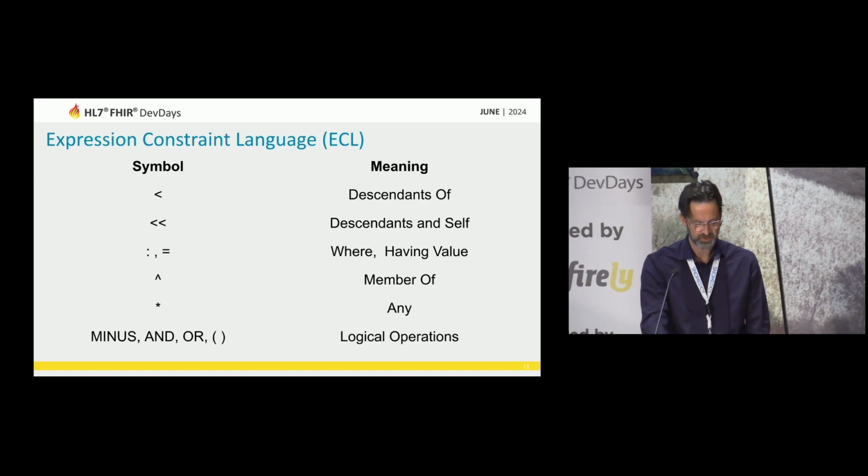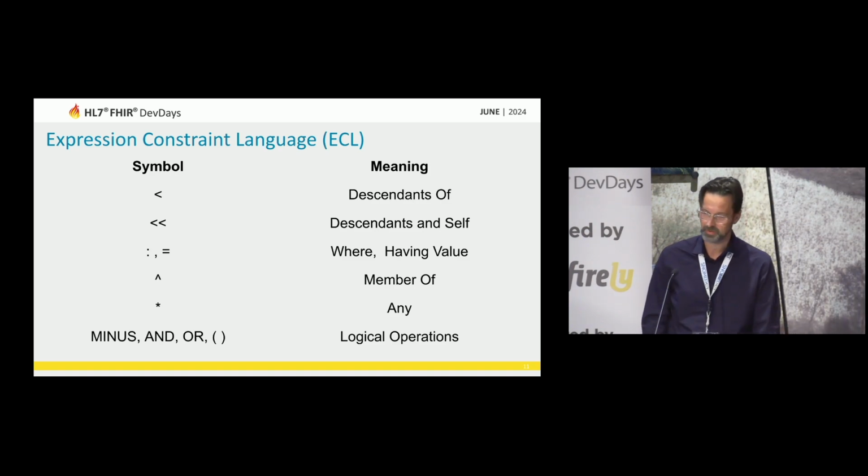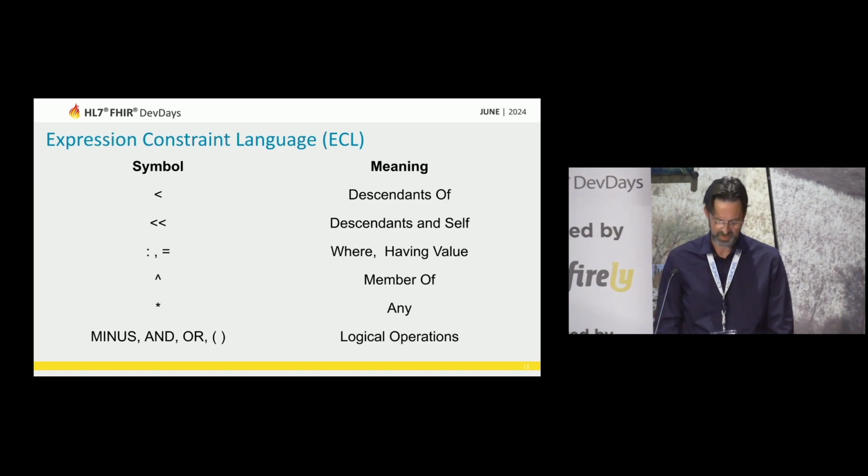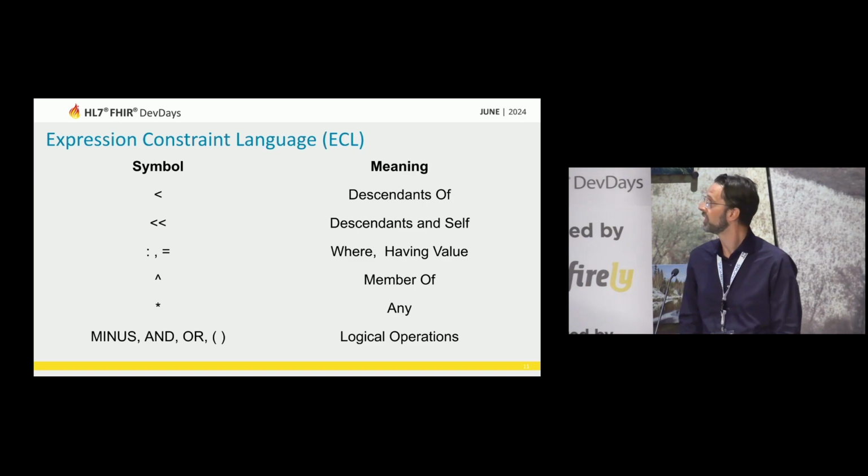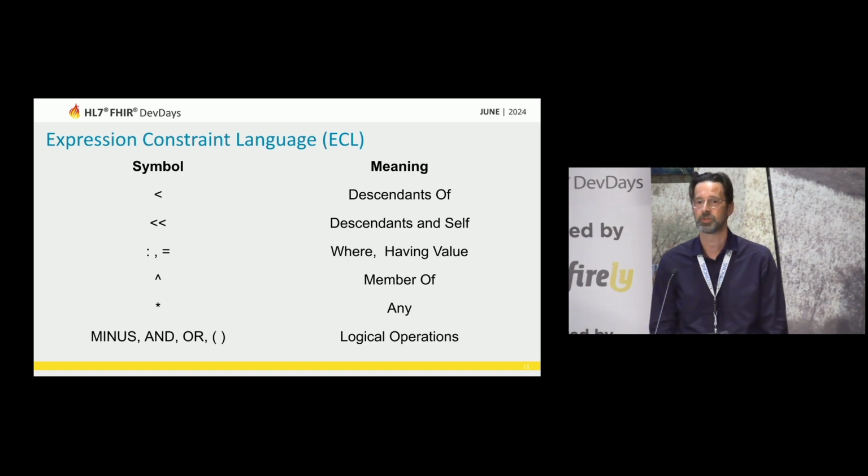The table here shows the symbols that we use 95% of the time. We also have operators for ancestors, immediate parent-child, a reverse operator, and cardinality. Documentation for that can be found in our document library, or you could go to snomed.org/ECL.